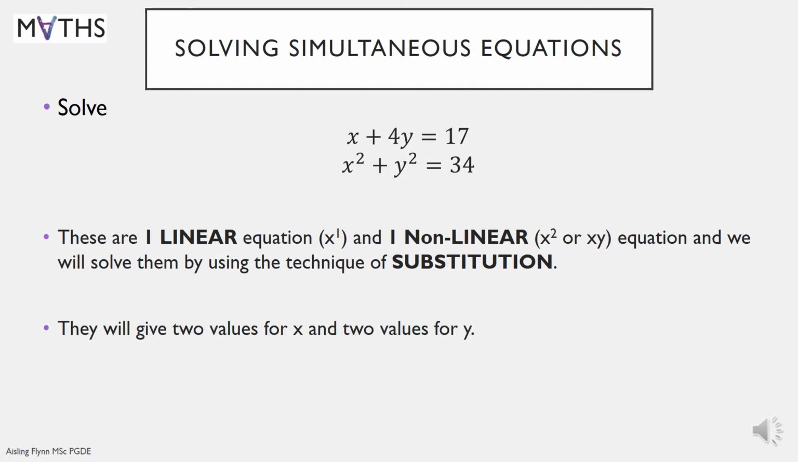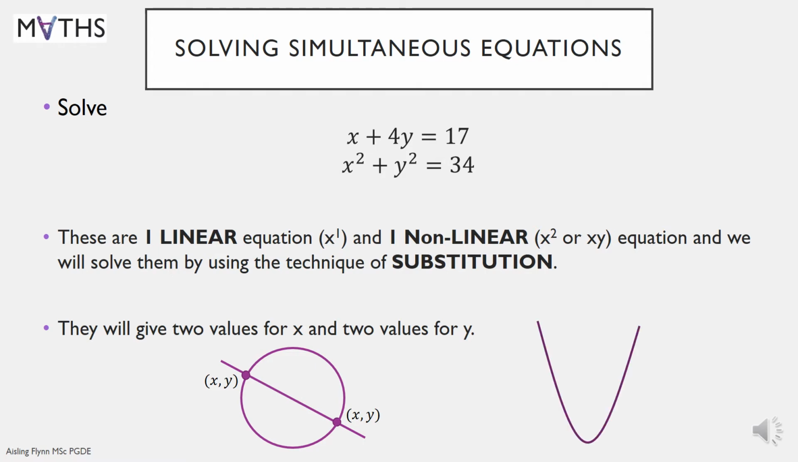Okay, we're going to get two values for x, and then you have to find two corresponding values for y. And what they represent is perhaps a circle with a line. You can see that there are 2 points of intersection. Okay, so we should get two values of x and two matching values for y. Or perhaps something like this. This is a parabola, and with a line, we get 2 points of intersection as well.